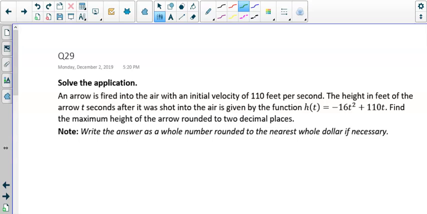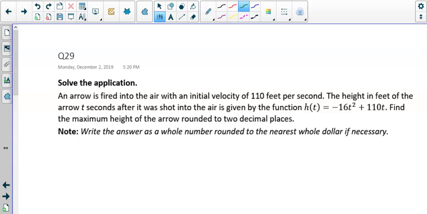So, another application. This one is coming from 6.6. It says an arrow is fired into the air with an initial velocity of 110 feet per second. The height in feet of the arrow, t seconds after it was shot in the air, is given by this formula. So h of t equals negative 16t squared plus 110t. Find the maximum height of the arrow rounded to 2 decimal places. What are you looking for? The height. But how are we going to find it?